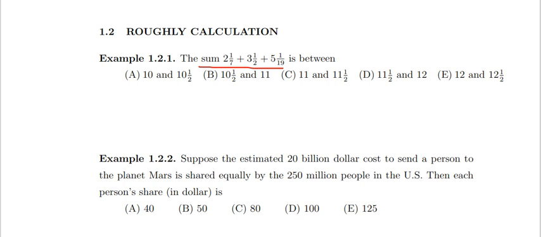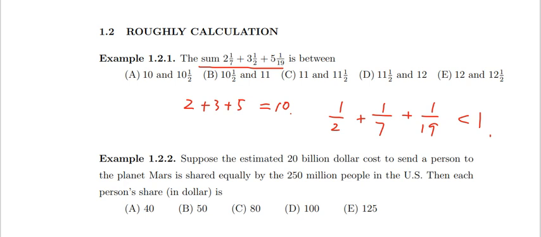So for this one, the integers are 2 plus 3 plus 5, which equals 10. So this number is just a bit more than 10. So let's say this equals 10 plus 1/2 plus 1/7 plus 1/19. We just estimate that the fractional part is less than 1, right? So we can say this is between 10 and 11.